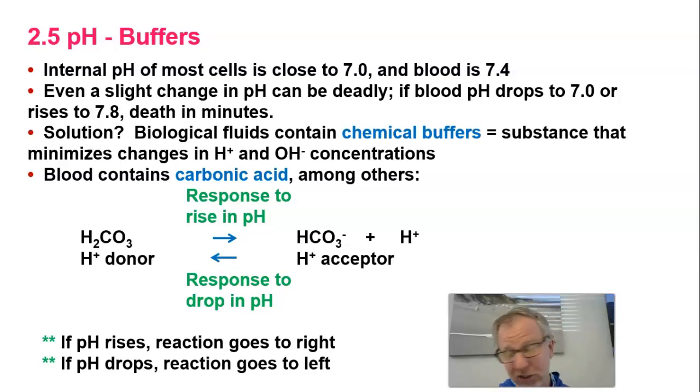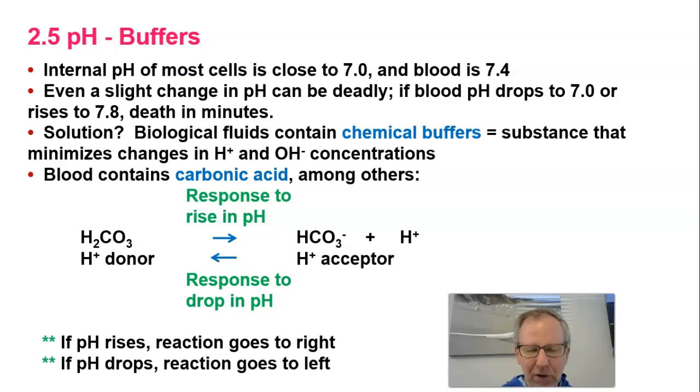What if your blood pH started to go higher than 7.4 to become more basic? Well, then we need to add hydrogen ions to your blood to counteract that and bring the pH back down. Take a look at that equation again. What direction of the equation would add hydrogen ions and bring the pH back down to 7.4? The reaction would have to move to the right. The carbonic acid would have to break apart and release hydrogen ions to bring that pH back down.